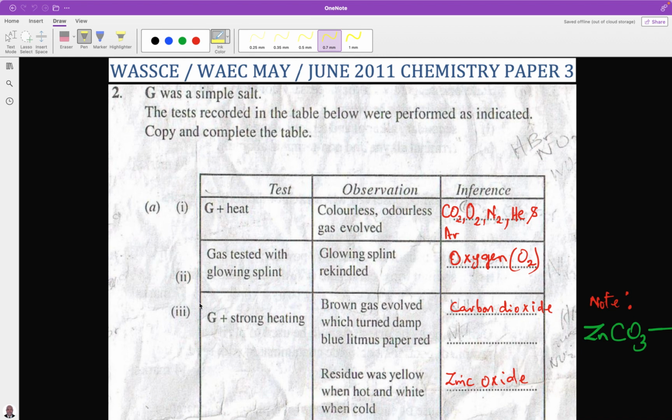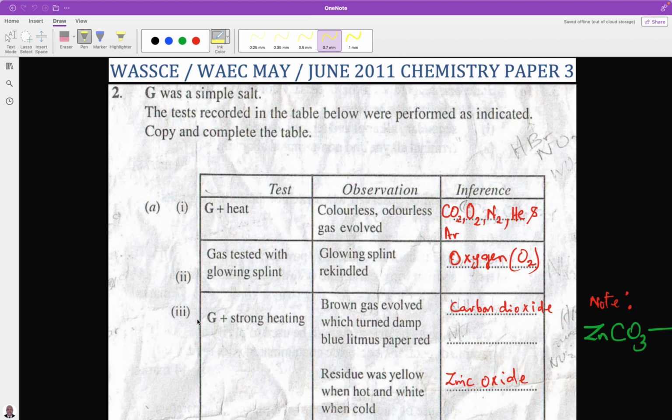2. On testing the gas with a glowing splint, what was the observation? The glowing splint rekindled, and the identity of the gas is oxygen. You know, oxygen rekindles a glowing splint.